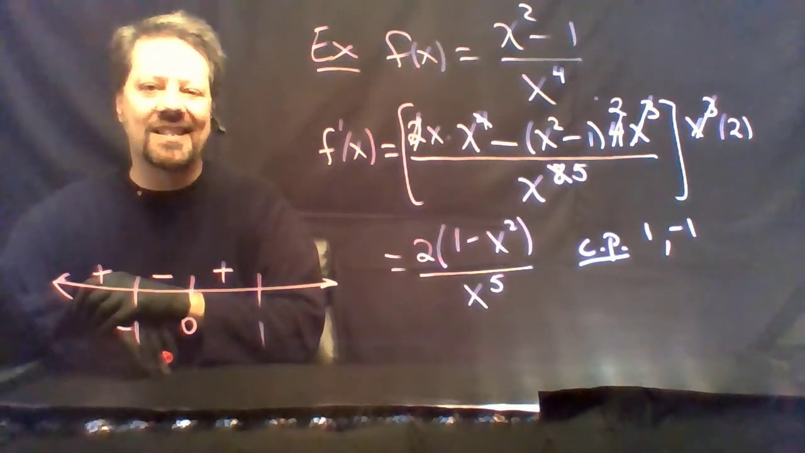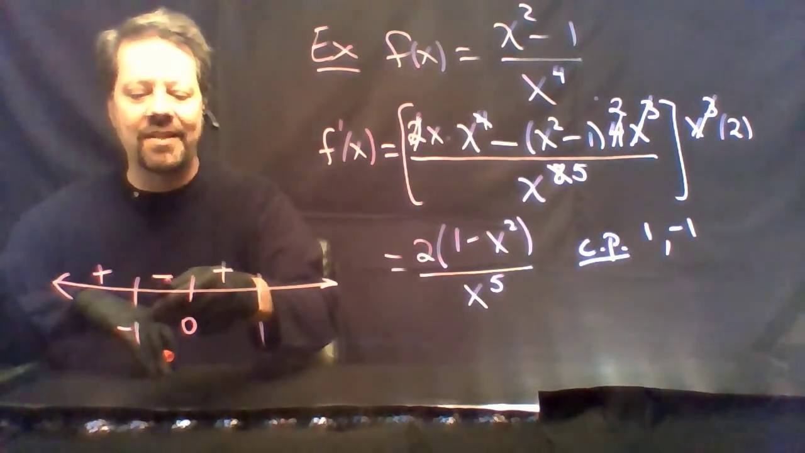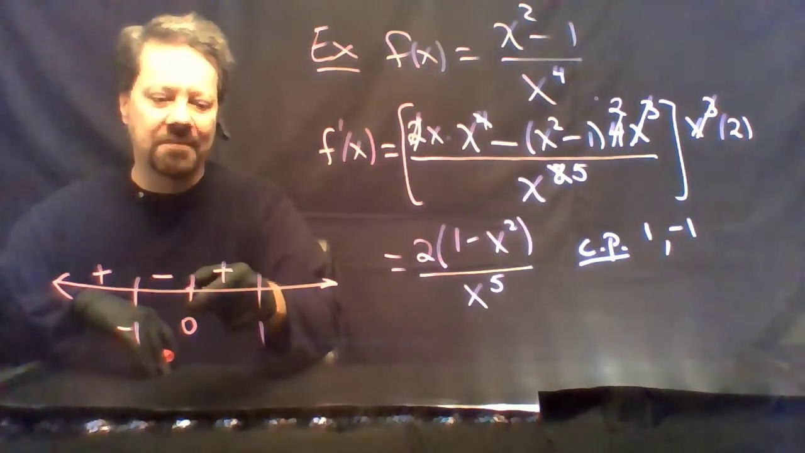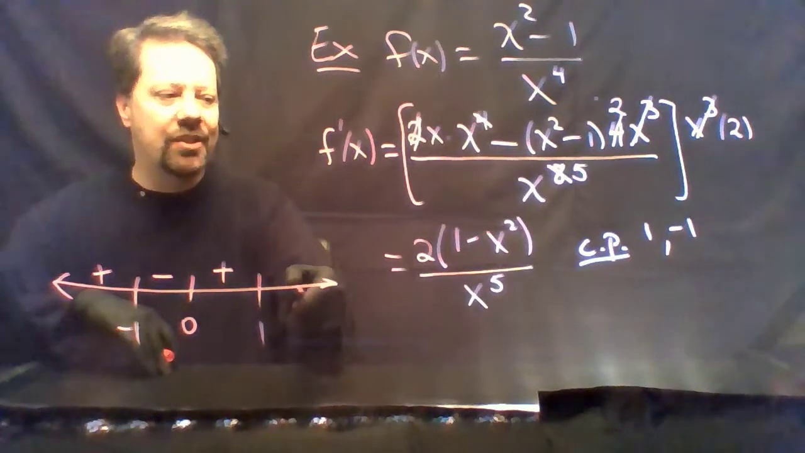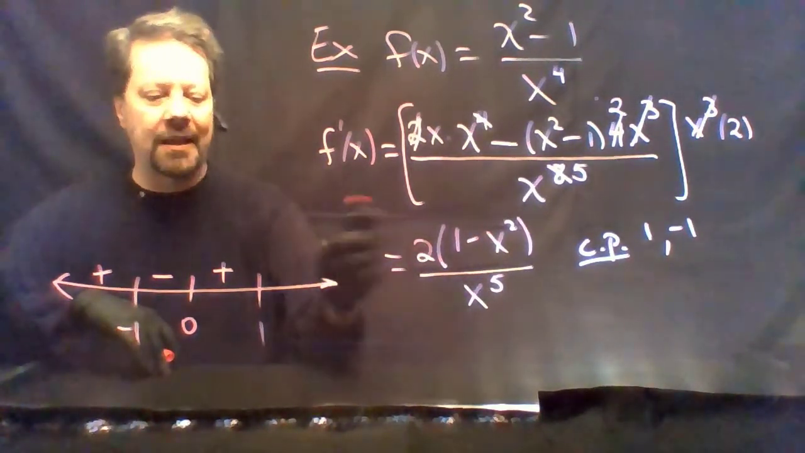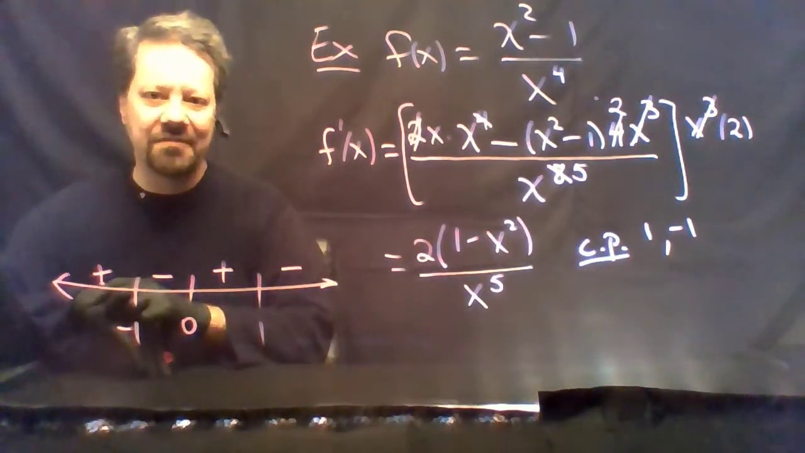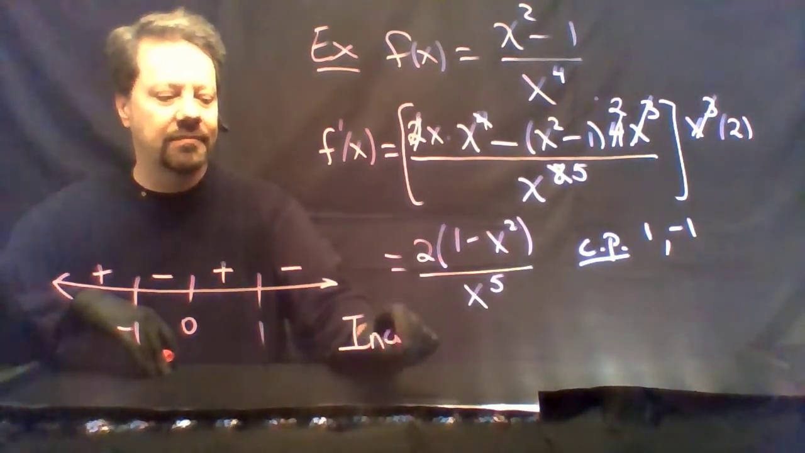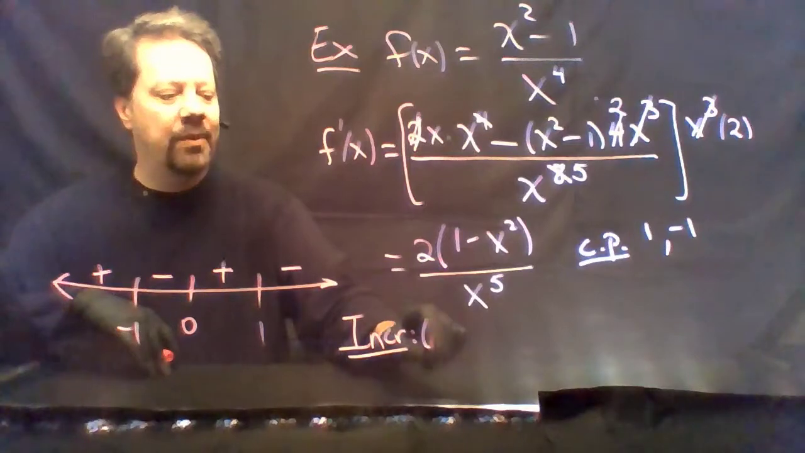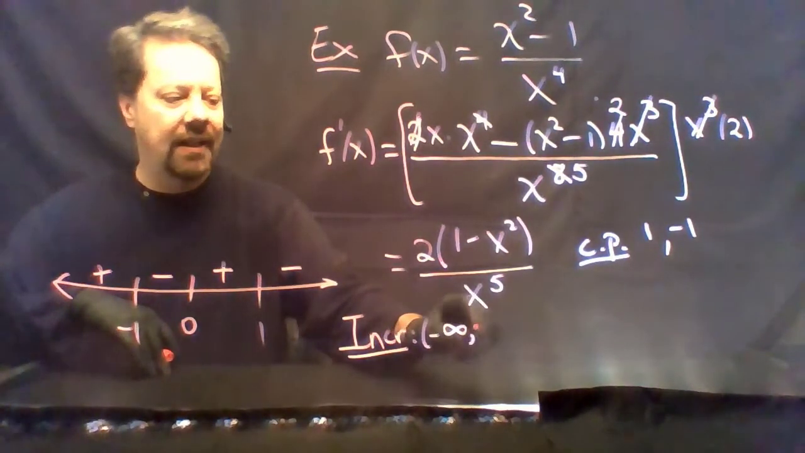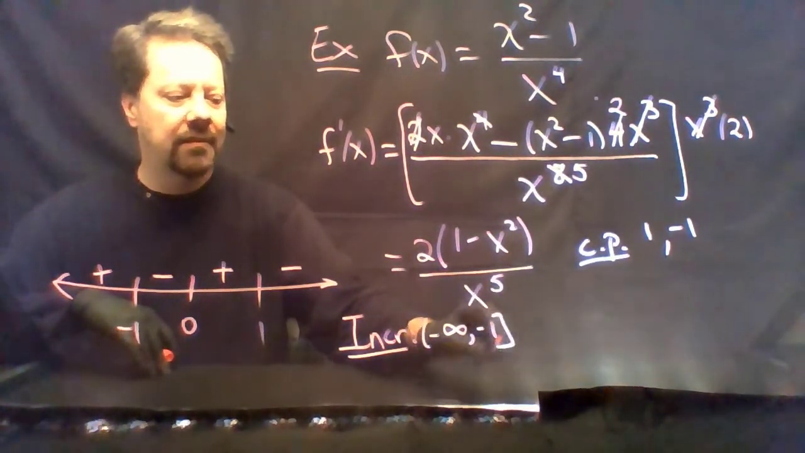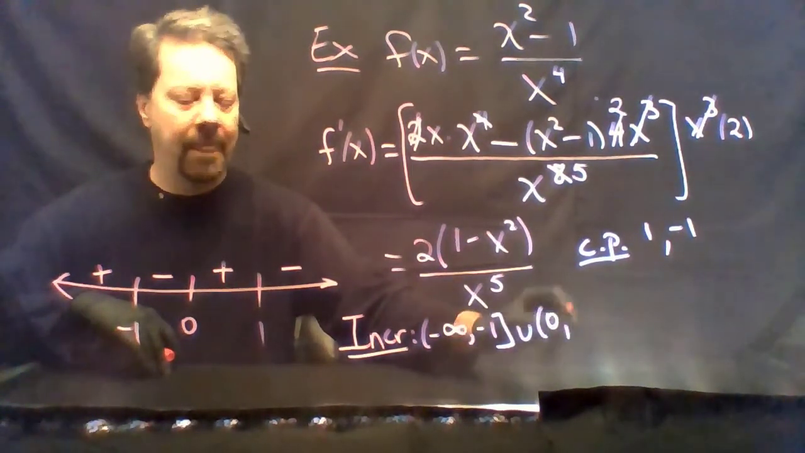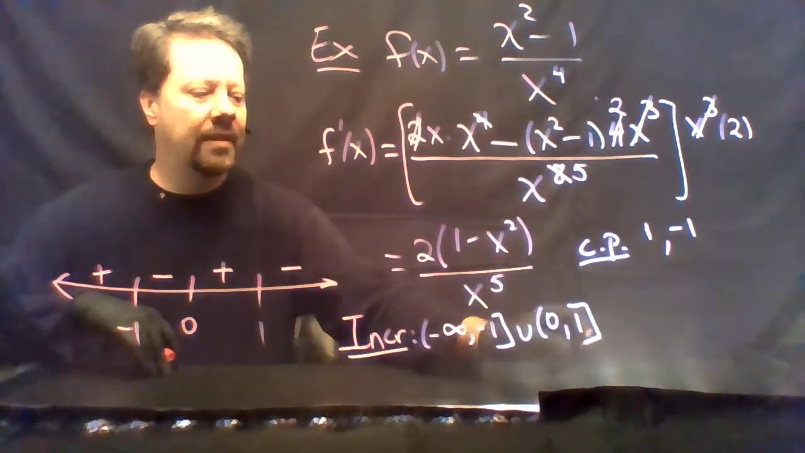The derivative changed sign there. So we changed from decreasing to increasing at this point, not in the domain. If we plug in 2, we'll get negative over positive, and that's negative. This gives us increasing between -infinity and -1, union from 0 to 1.